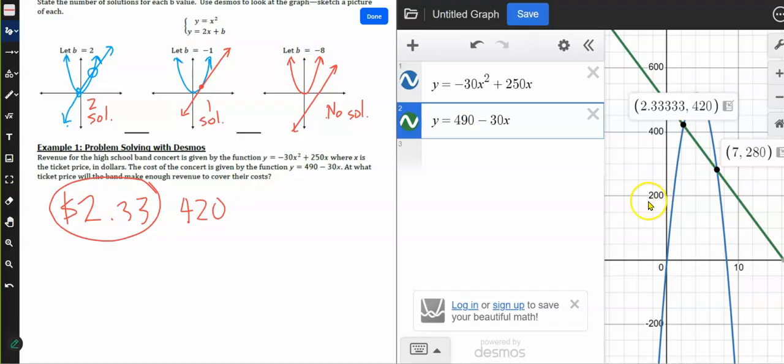At some point, that function has to fall apart. That situation cannot continue on. So maybe only the first part of the graph, like from here to the vertex, makes sense. Past that, that's really kind of sketchy. I don't think that really makes a whole lot of sense.